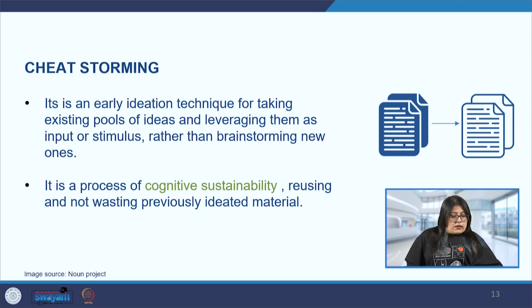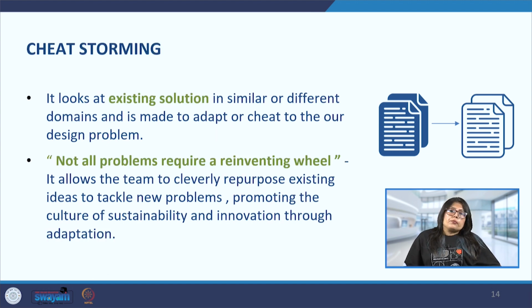Now this is a process of cognitive sustainability, reusing and not wasting previously ideated material. So we are also ensuring that we are not doing the whole exercise from scratch, from zero again and again. If there is something available to us, why not use it if it is serving our purpose? So here we look at the existing solutions in similar or different domains, and then we either adapt or cheat to our design problem.